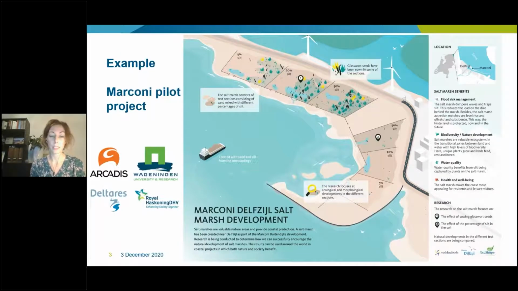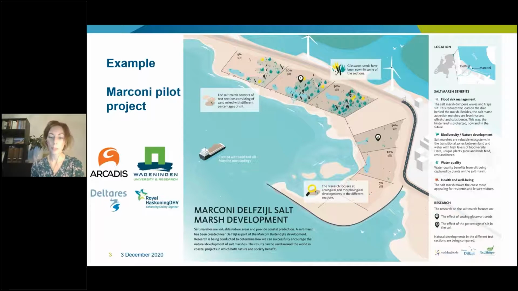Well, the Marconi Delfzijl Salt Marsh project is a project located in the upper northeast of the Netherlands, along the Ems estuary. And it was a pilot project in which we investigated how we could build a salt marsh at a location where there was no salt marsh at all in the beginning. And we investigated also what the effect was of sowing glasswort seeds, so vegetation, and using different percentages of mud and how this would affect the morphological and ecological development of the marsh.